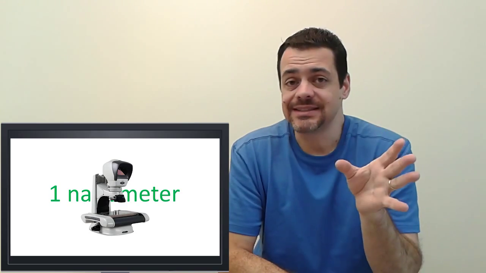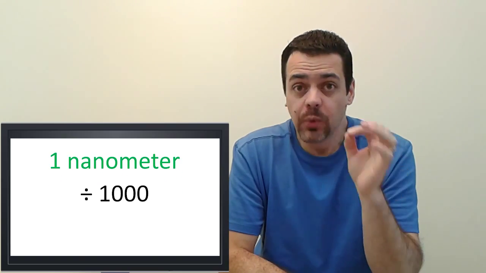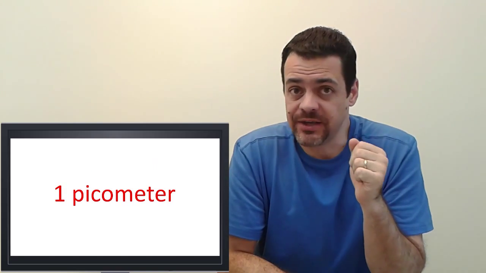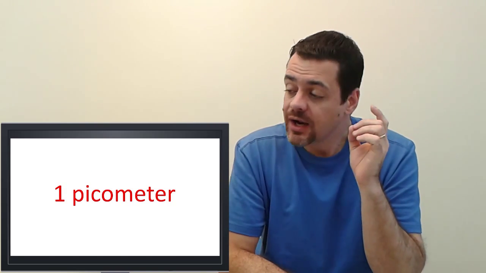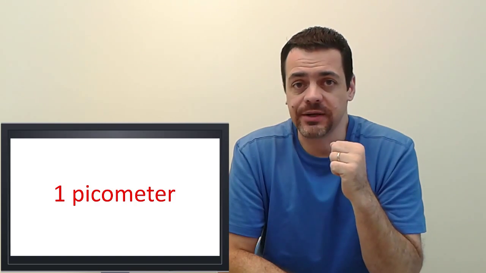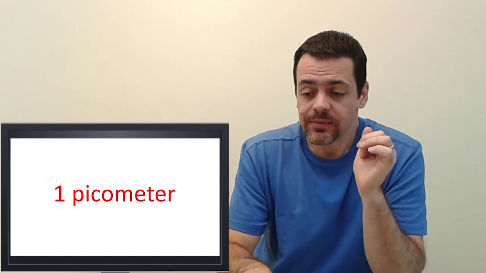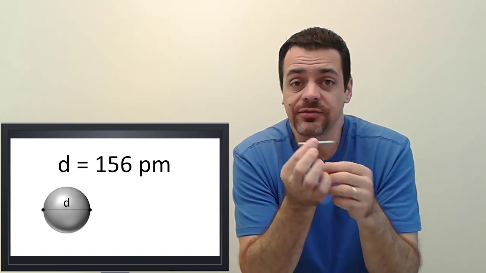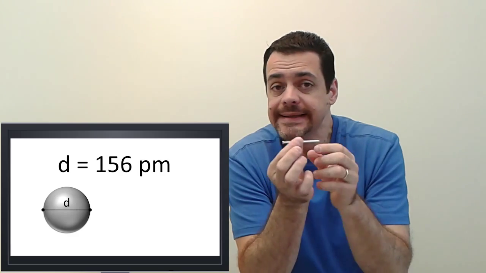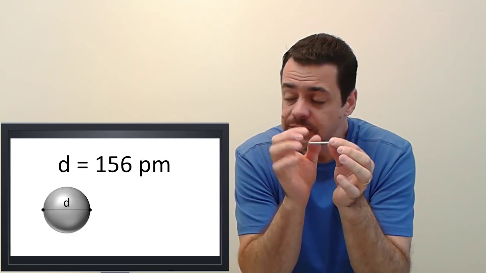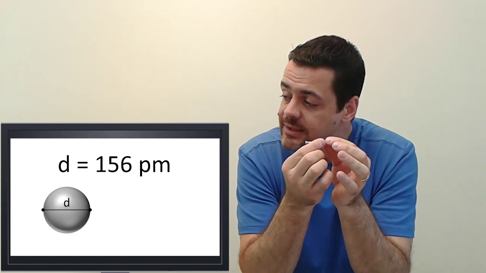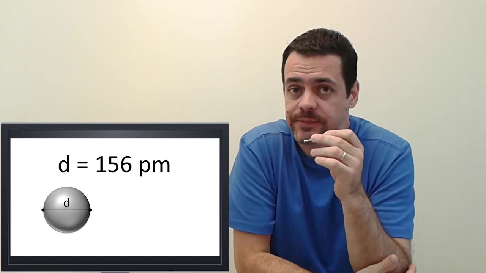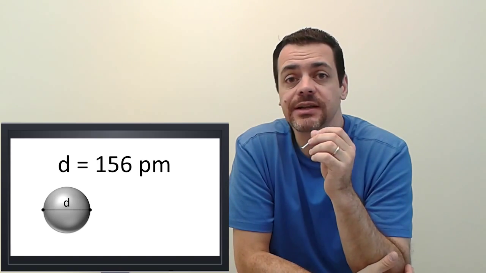Not even this is the atom size. We take 1 nanometer, divide by 1,000 again, and finally we get 1 picometer. Atoms are measured using the picometer dimension. Do you have an idea? This nail I have here, made of iron, its atom measures more or less 156 picometers. Its diameter measures something like this.